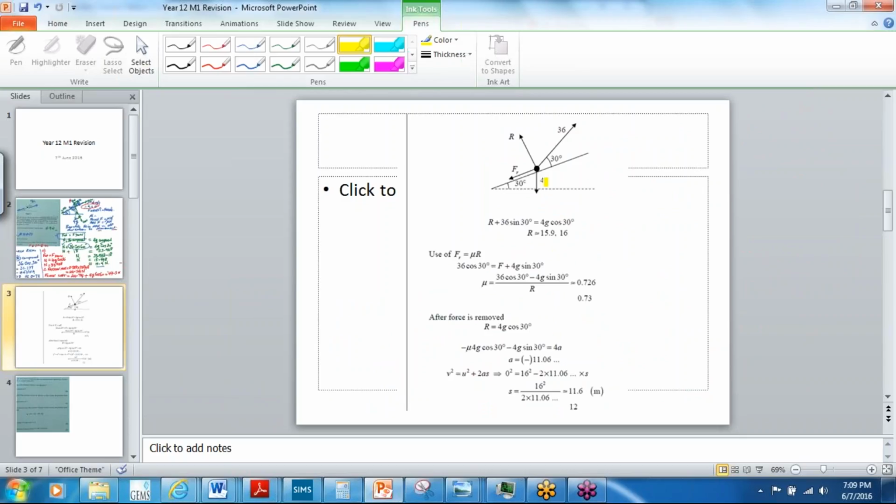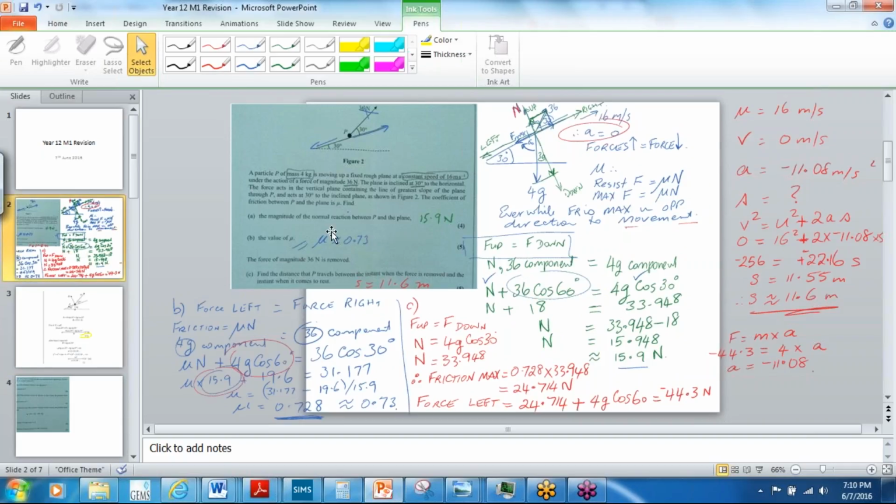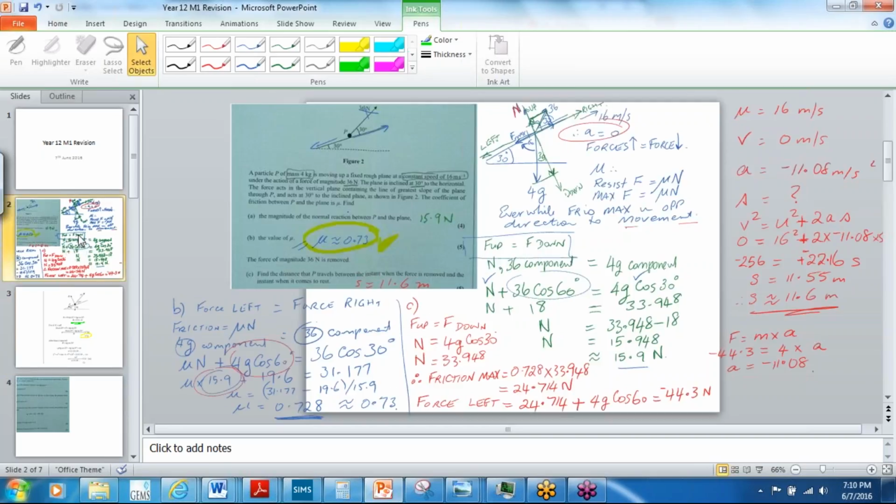We've got the first question asked for what is the coefficient of friction, and we've said 0.73. Oh, that was the second question, but we're correct. Okay, what was the first question? The magnitude of the normal. They've said 15.9 or 16 newtons. We've said 15.9 newtons, so we'll give that a tick, correct.